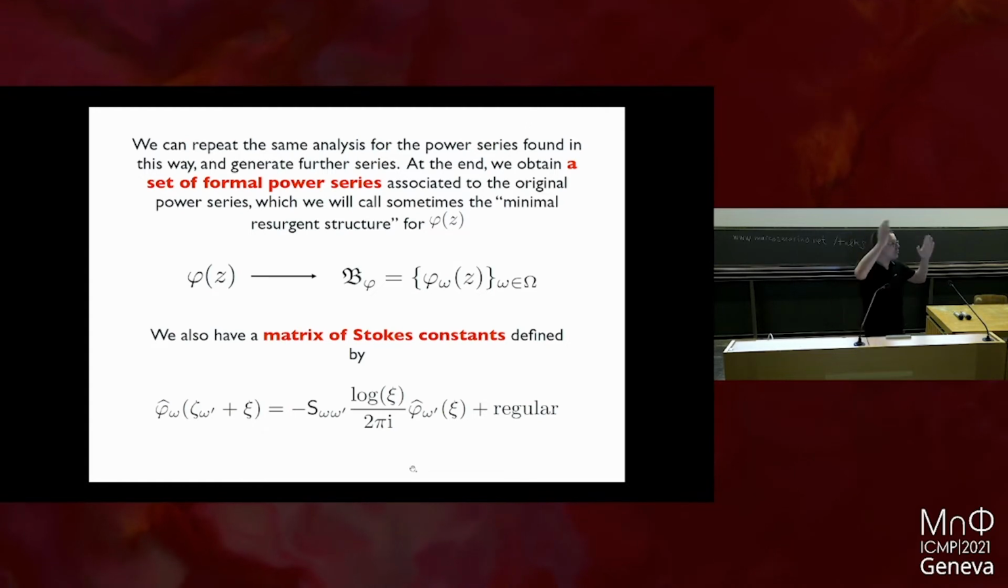But once you have chosen your list of formal power series, these Stokes constants are numbers, complex numbers in general, which are going to be completely determined. And these complex numbers are actually very important because they tell you how to go from one formal power series to the other. It's the matrix that relates all this structure of formal power series in the game.